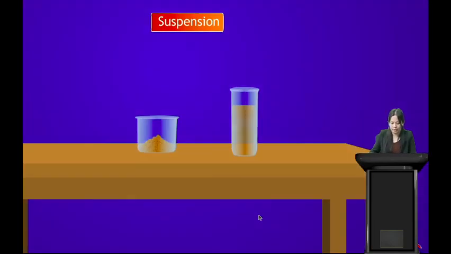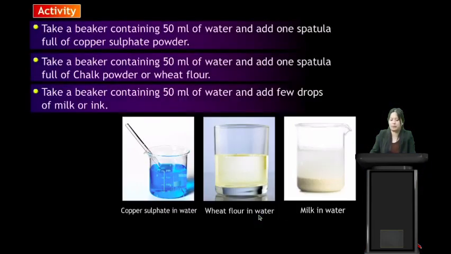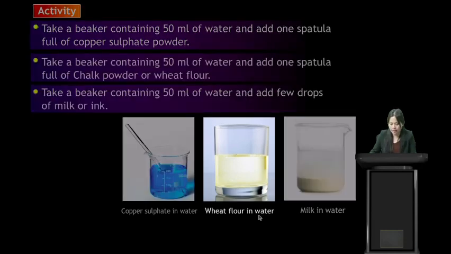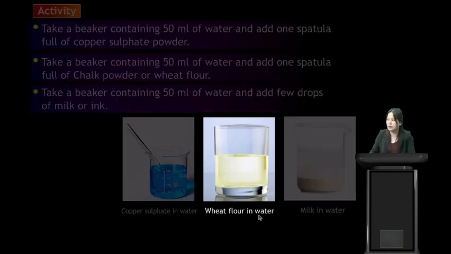So in our yesterday's class, we discussed three types of solution. The first is a beaker containing 50 ml of water and copper sulfate powder, which gives us a solution. This is the first example. In the second case, we have a beaker containing 50 ml of water and we add 1 spatula full of chalk powder or wheat flour. So in the second case, we have wheat flour in water. This type of mixture is known as suspension.